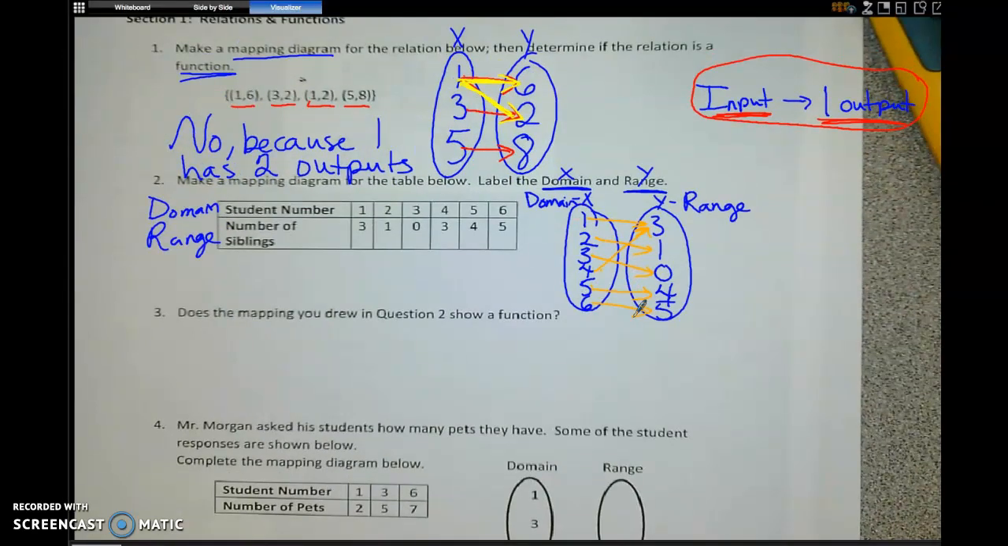So it didn't ask, or actually it didn't ask in the first part. But now looking at number 3, does the mapping diagram you drew show a function? And so you're going to answer either yes or no for if it is a function.